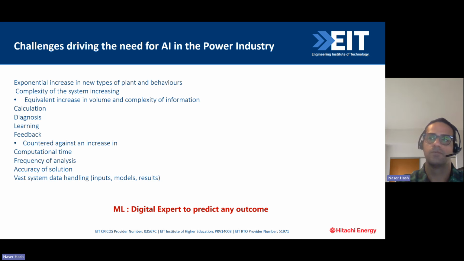So we are looking for the prediction of a failure. We are looking for a prediction of a kind of event, or we just want to see what the abnormality in the data is, so we can use different types of machine learning in the industry.